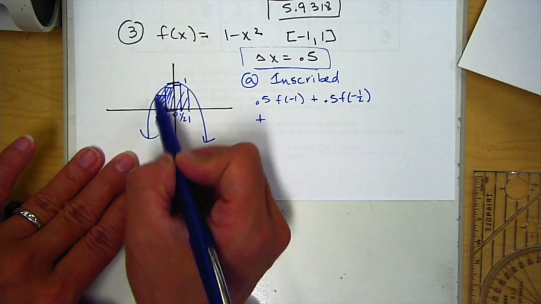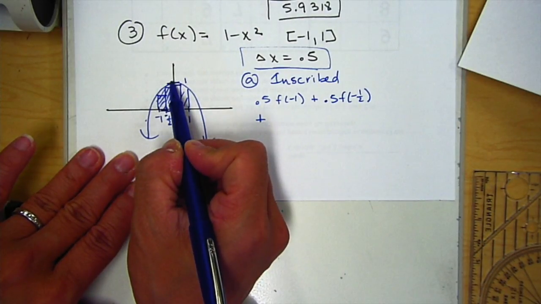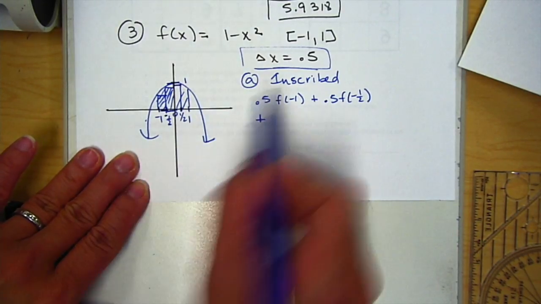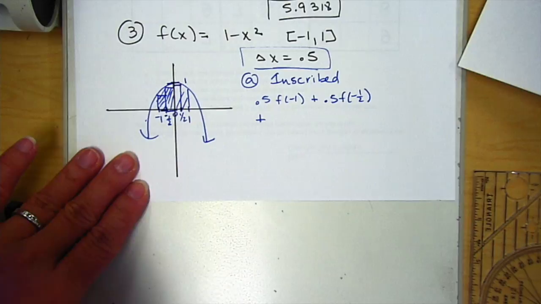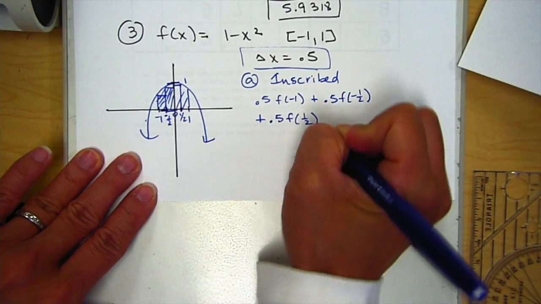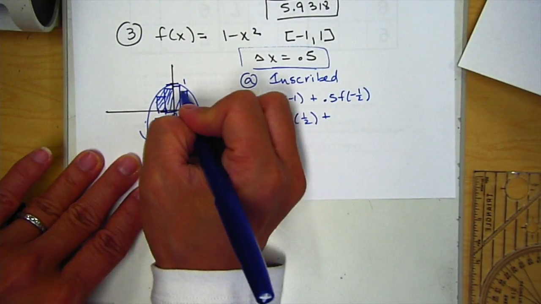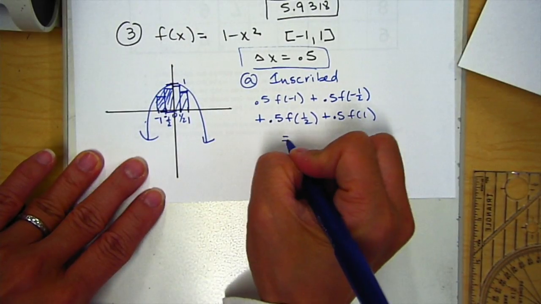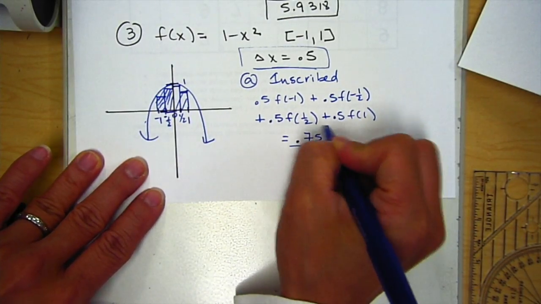And the reason is because this curve starts increasing then decreasing, so that's why you have to change which side to hit it. So your inscribed might not always necessarily be the left side or the right side. So the width is still 0.5 and the height of that is f of 1/2. The next one would be 0.5 f of 1. And if you punch this out, your inscribed area should be 0.75.